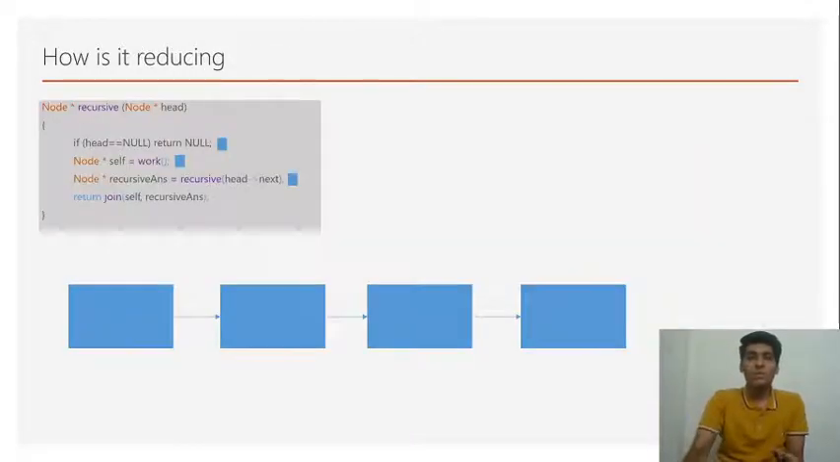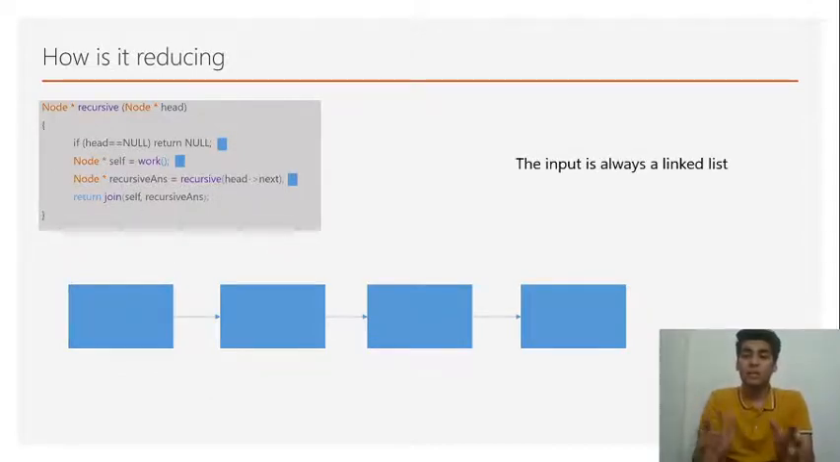So once you've understood this, let's understand what is being passed as the parameter. We are passing head of the current linked list. What does that mean? We mean that we are passing the first node of the linked list, and since it contains the next pointer, you can go ahead and take the next things. But look at the line of code here. The input is always a linked list to this recursive function.